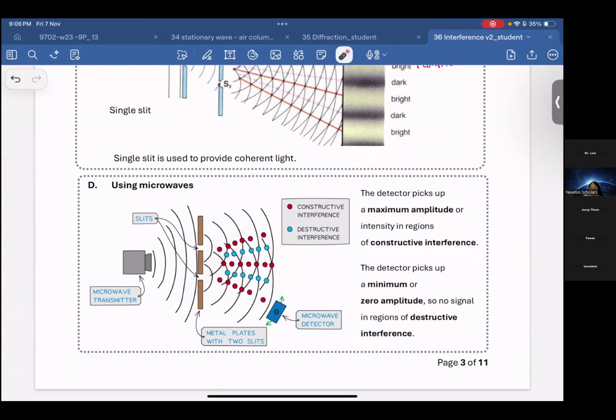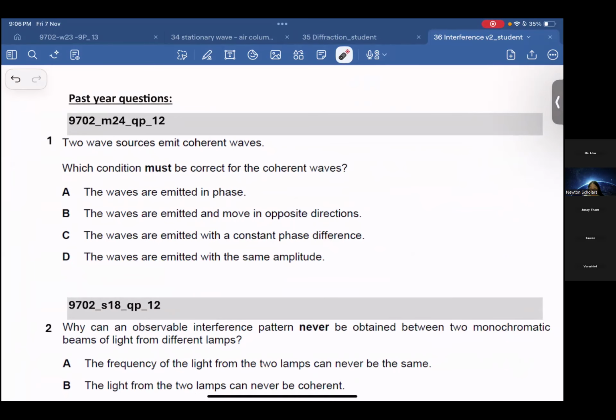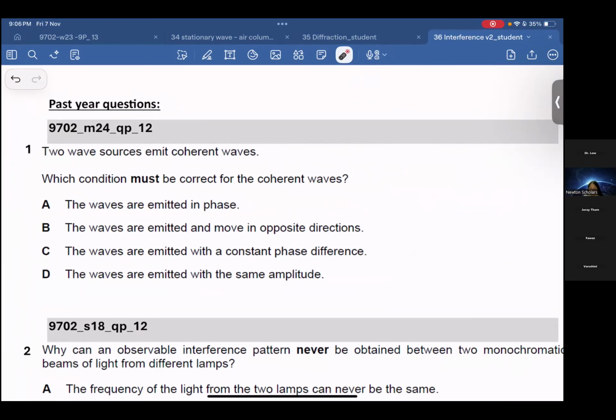Okay, so we come to the past year questions. For those of you who don't have it, never mind. You read from my screen here. Read it and then type your answer in the chat box. What is your answer for question number 1? This is the 2024, last year past year question.